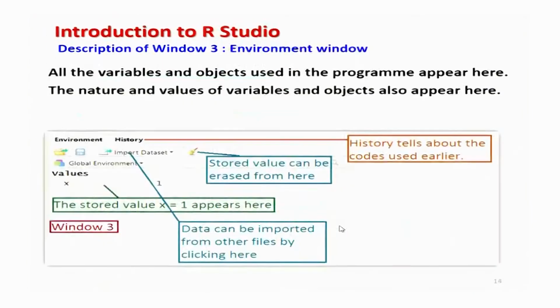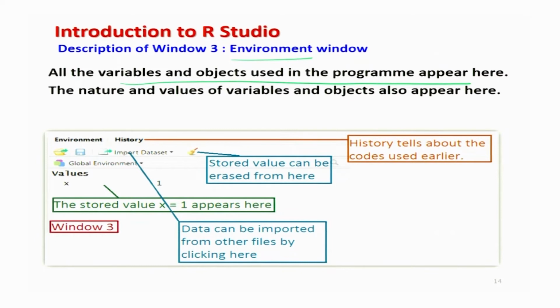So now after this you come to window number 3. So window number 3, first let me try to explain here. Actually this is a window where you get to know about the environment of your variables and what are the variables that you have used, what values they have been assigned, what type of data has been stored in those values. All such important information is there. So all the variables and objects whatever you have used in this program, they appear here.